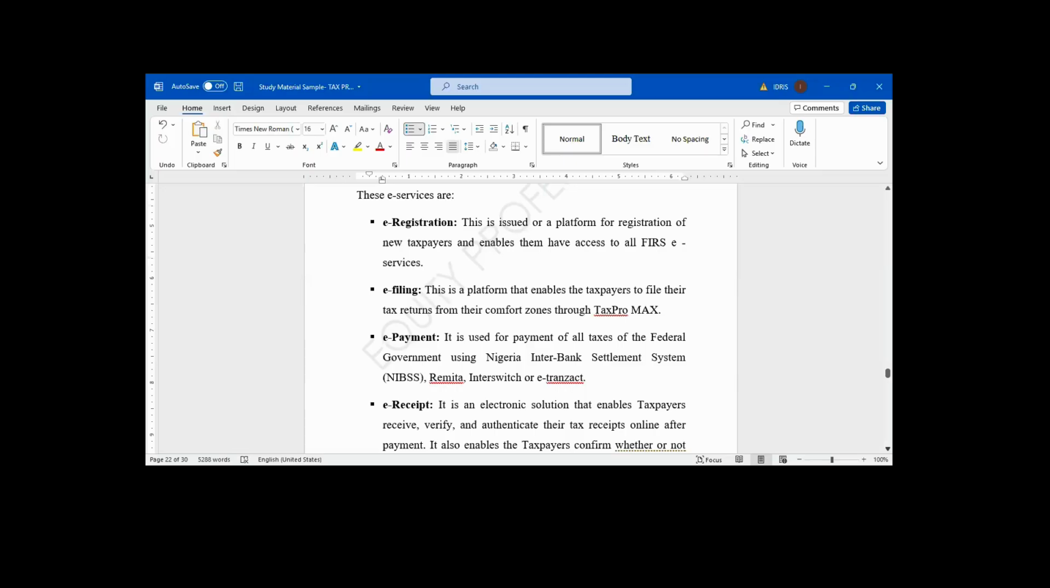Another one, e-payment. It helps taxpayers to pay tax electronically. Taxpayers don't need to go to the bank to pay tax. Once they have their ATM card, they can pay tax through Tax Promax. There is an e-payment gateway, and we ask them, are you going to use Remita? Are you going to use InterSwitch? Are you going to use NIBSS?